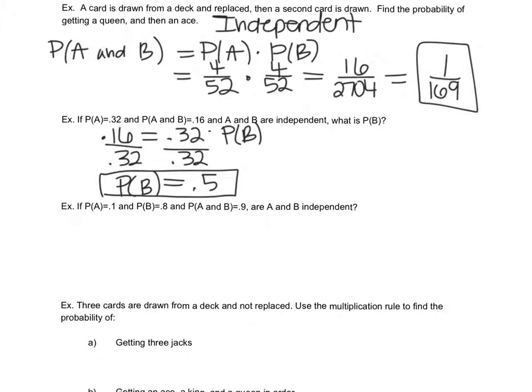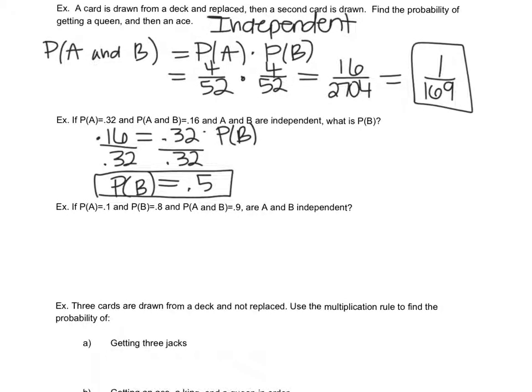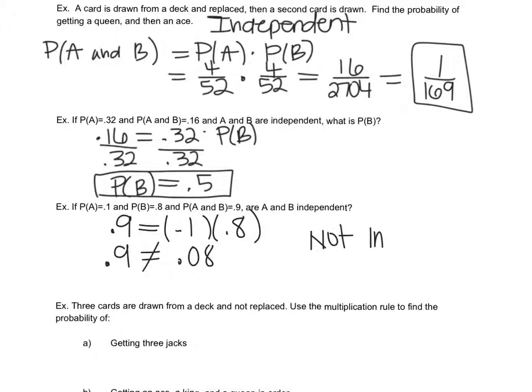Next we have that if the probability of A is 0.1 and the probability of B is 0.8 and the probability of A and B is 0.9, are A and B independent? Similar to the previous two, we're going to use our equation. We know the probability of A and B is 0.9. If these two events are independent, that means that 0.9 has to equal the probability of A, 0.1, times the probability of B, 0.8. When I check that, 0.1 times 0.8 is actually 0.08, and 0.9 does not equal 0.08, so these events are not independent.